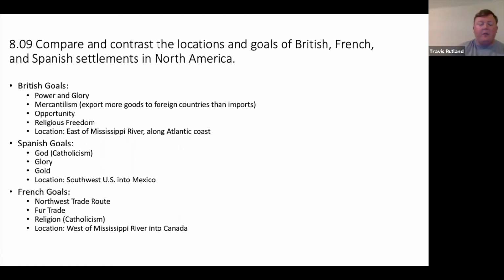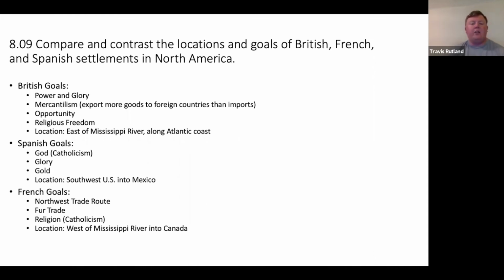So east of the Mississippi River along the Atlantic coast, where the 13 original colonies are. All right, the Spanish goals, on the other hand, are the 3 G's. God, okay, they wanted to spread Catholicism to Native Americans. Glory, again, the more land you had, the more glory. And they wanted to find gold here.